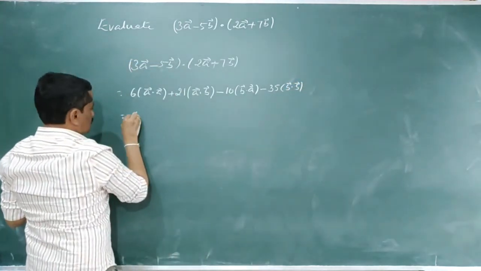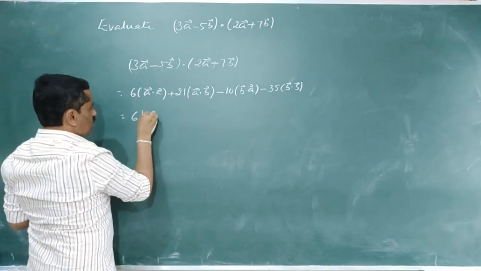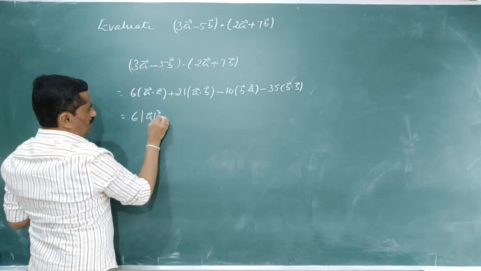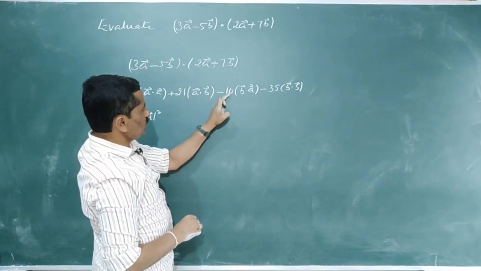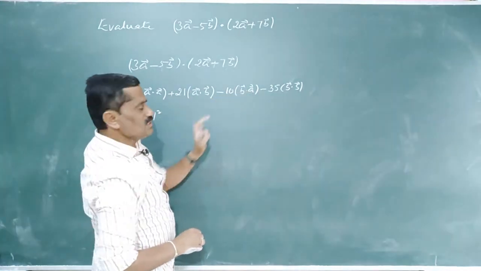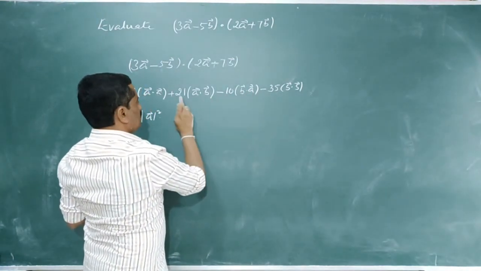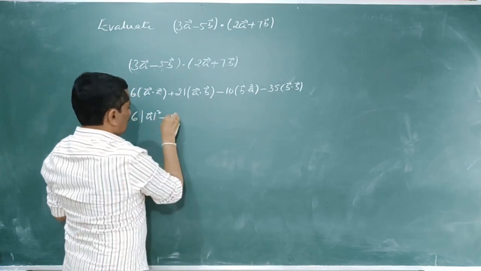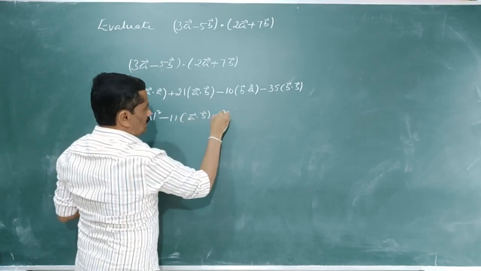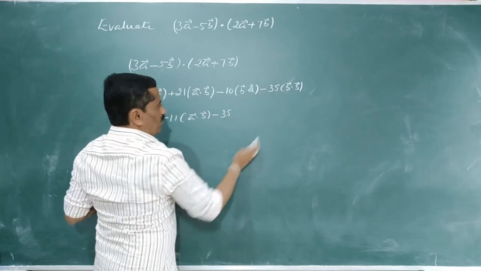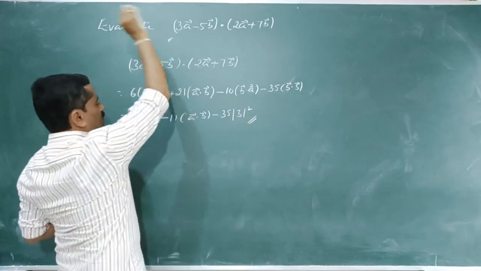Again that is equal to 6 into, so a bar dot a bar can be written as magnitude of a bar whole square. Again here we have 21 a bar dot b bar minus 10 into a bar dot b bar. So we know that b bar dot a bar can be written as a bar dot b bar. Therefore 21 minus 10 we have 11 a bar dot b bar. Again minus 35 into, so b bar dot b bar is equal to magnitude of b bar whole square. So this is the value of this.